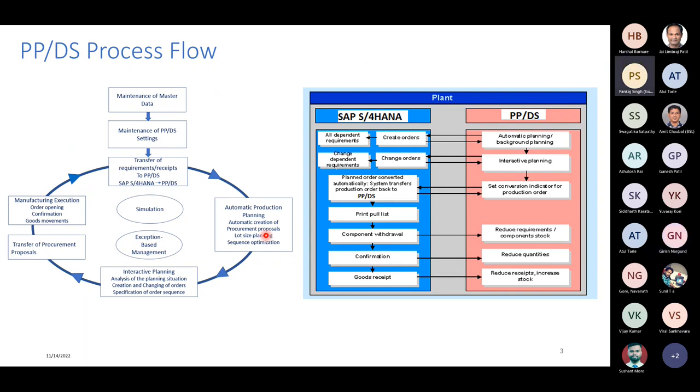But yes, as a functional consultant, we need to be very clear that within S4HANA, we need to install live cache for PPDS to work. Unless and until that happens, it will not work. Then the next step in the process is automatic production planning, which is where our planned orders are created. That's an area which we are going to go into a lot of detail.